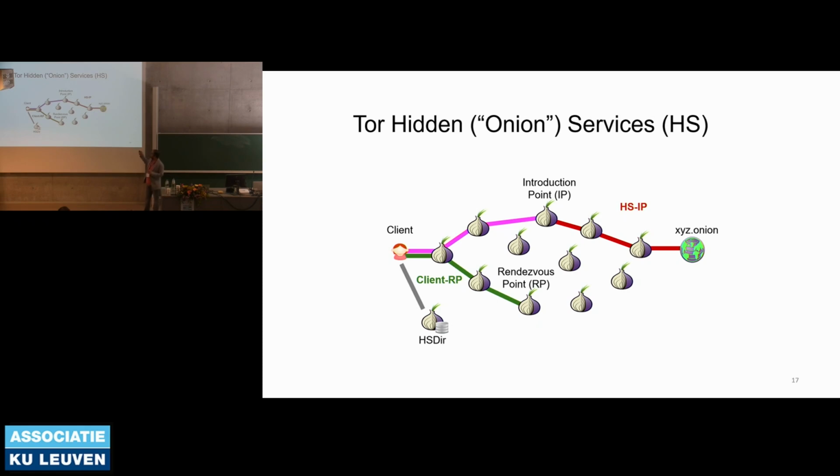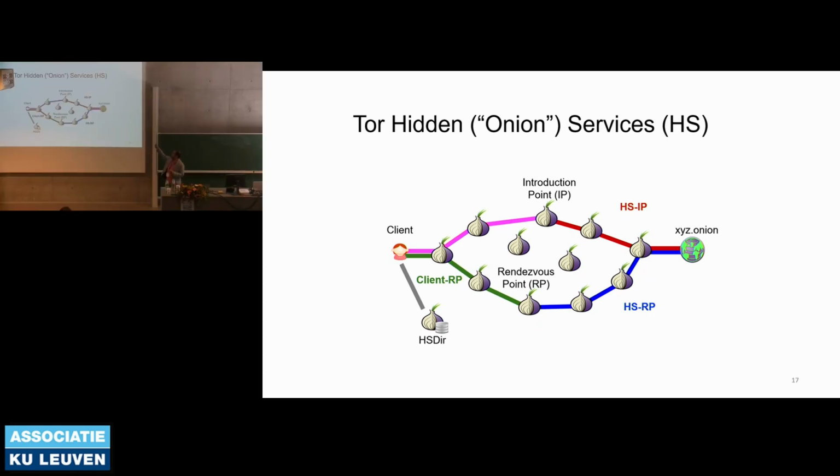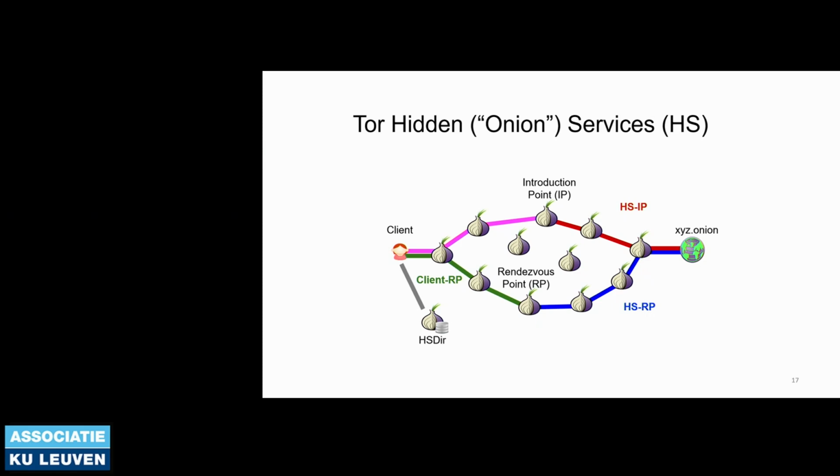And now the service, whether it likes the client or does not like the client, based on its mood, can then connect to the rendezvous point. And then you have a bidirectional channel. Tor channels are bidirectional. Now the client can access xyz.onion, and they can send messages to each other. That way, the client does not know the IP address of the hidden service, and the hidden service doesn't know the IP address of the client.